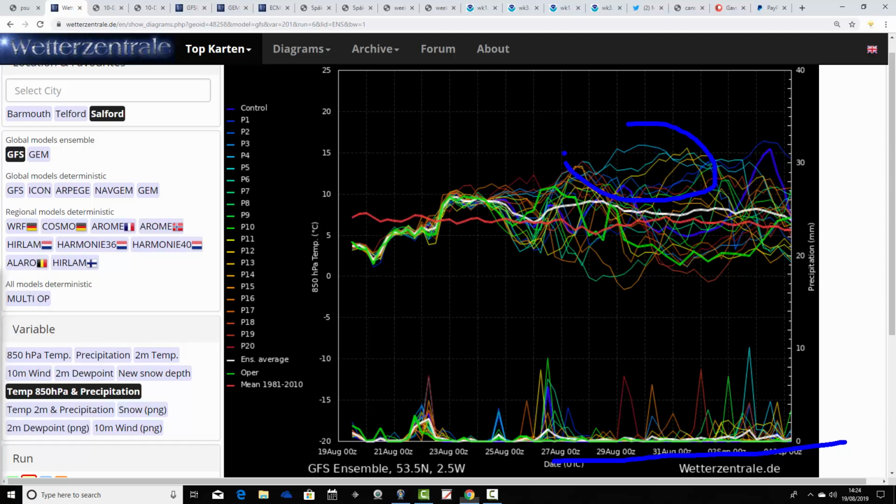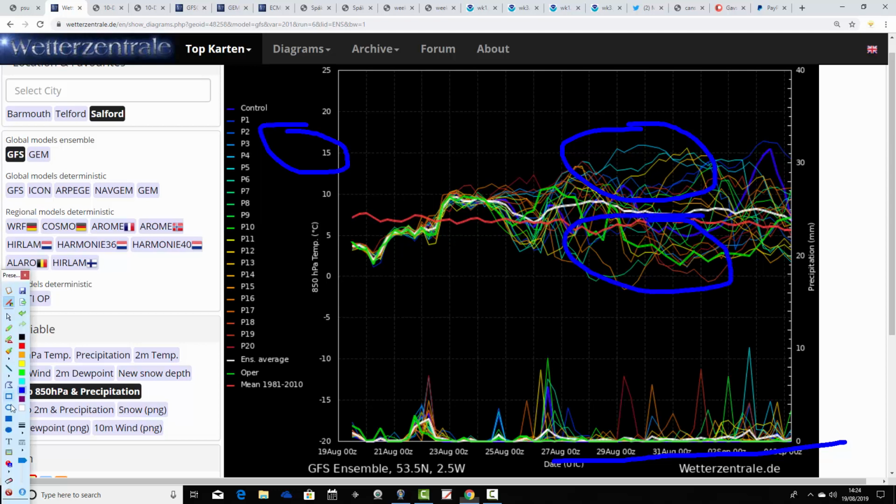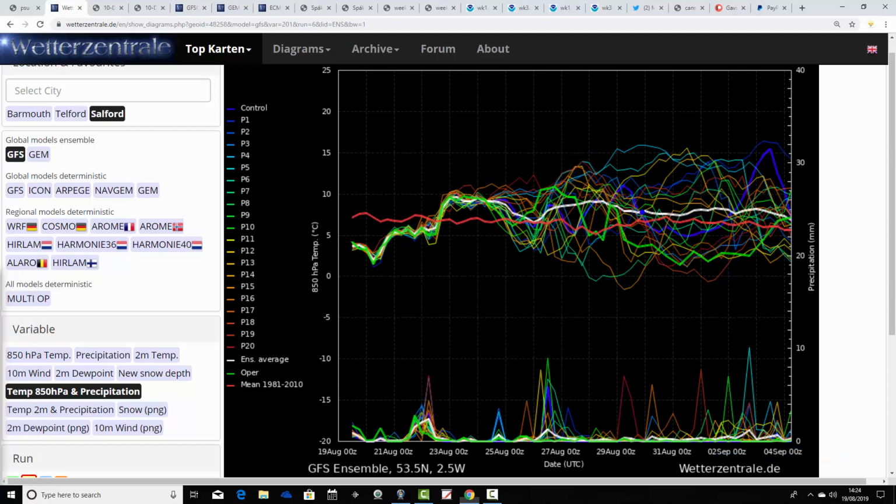So we have these ensemble members up here that are very mild ensemble members. They're warm ensemble members, actually. They're going to 15 Celsius a day, 250 hPa. Conversely, though, we have almost an equal number that are down here, and they're much cooler. So the white line is sort of the ensemble mean, so that's grouping together all of the individual lines of spaghetti and coming up with a mean line for those different ensemble members.